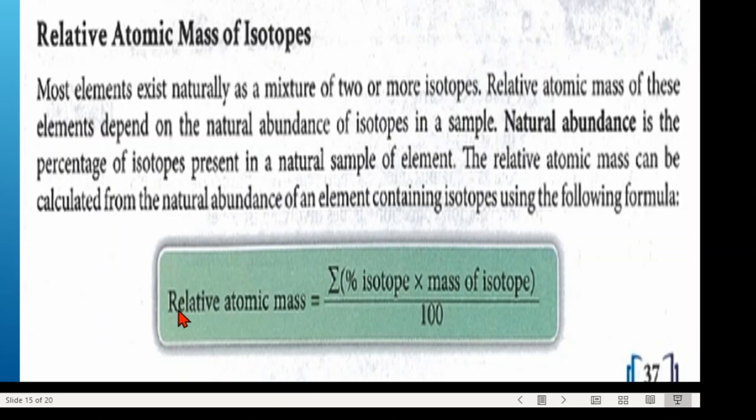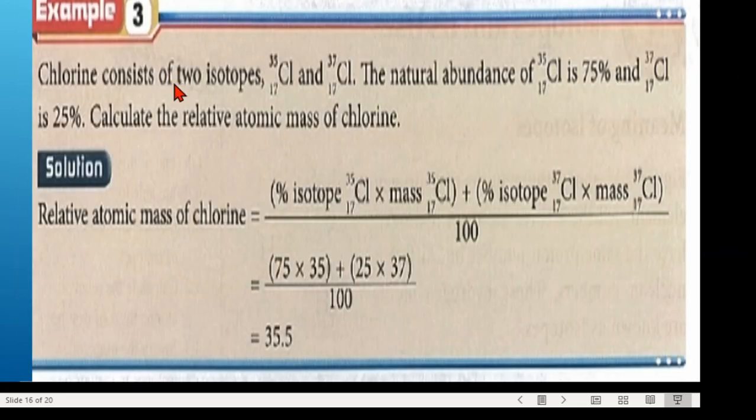Okay, so the relative atomic mass is equal to the sum of the percentage of each isotope times the mass of the isotope, and then you divide by 100. For example, chlorine consists of two isotopes, chlorine-35 and chlorine-37. So Cl-35 with 17, Cl-37 with 17. 17 is the proton number, the same. The natural abundance of chlorine-35 is 75% and chlorine-37 is 25%. Calculate the relative atomic mass of chlorine.